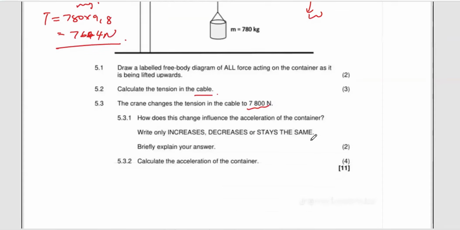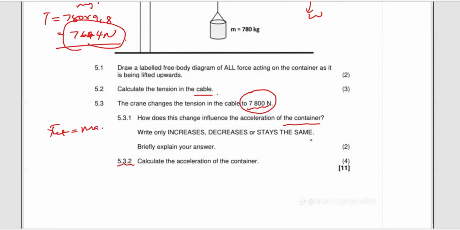Then the crane changes the tension in the cable to one of 7800 newtons. How will this change affect the acceleration of the container? So as long as the tension in the cable increases, chances are high the acceleration must also increase. Why? Because we know that F net is equal to ma. The tension will be directly proportional to the acceleration according to our explanations.